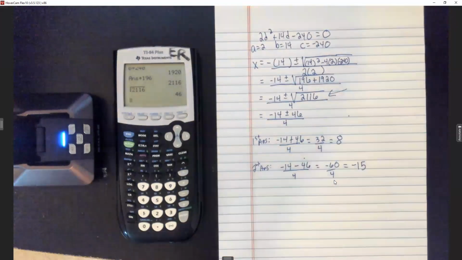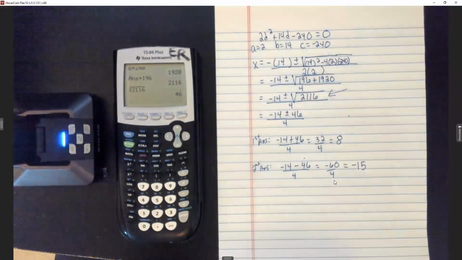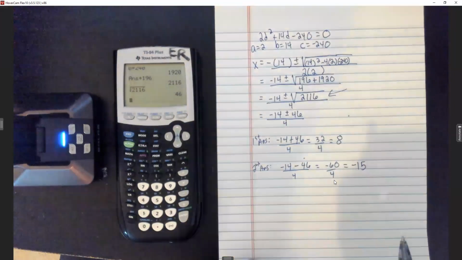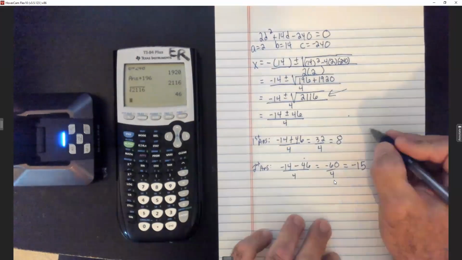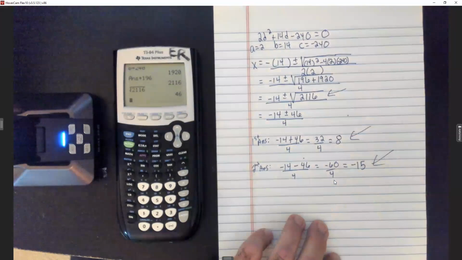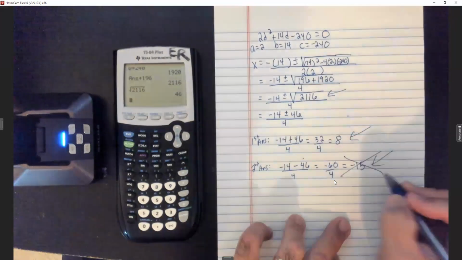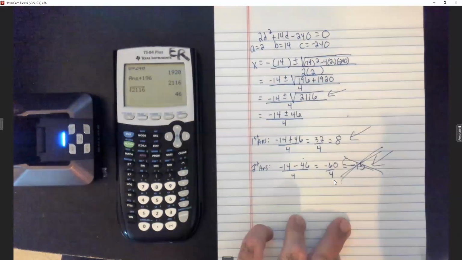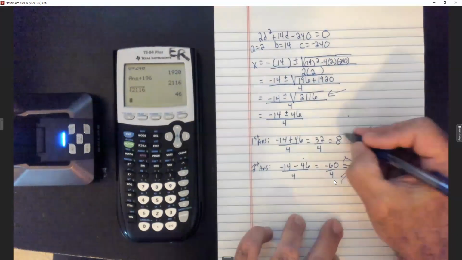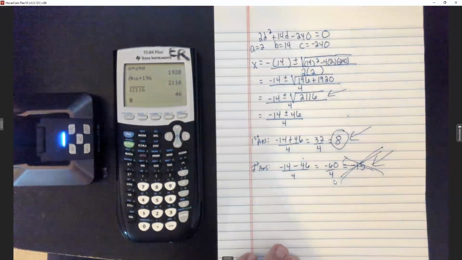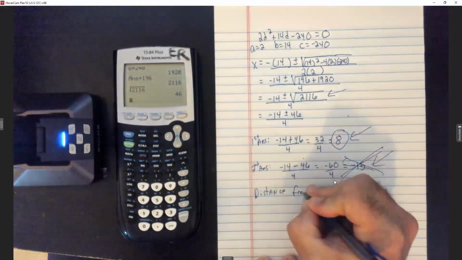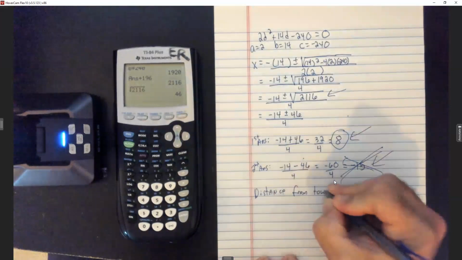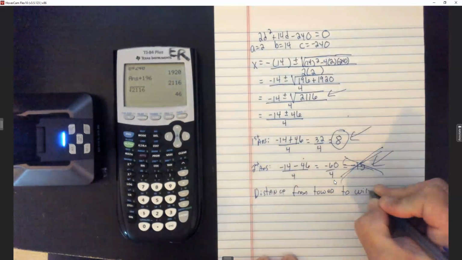The first thing I was looking for was the distance D from the wire to the base of my tower. That is either going to be 8 or negative 15. Distance can't be negative, so you have to cancel out the negative answer, which means the distance from the base of the tower to the wire is 8 feet.